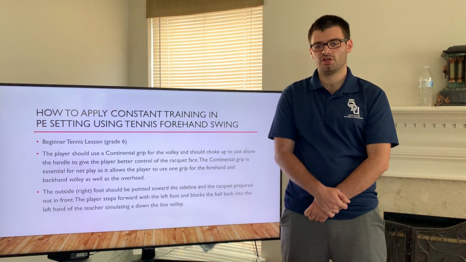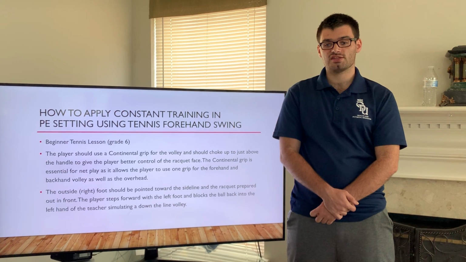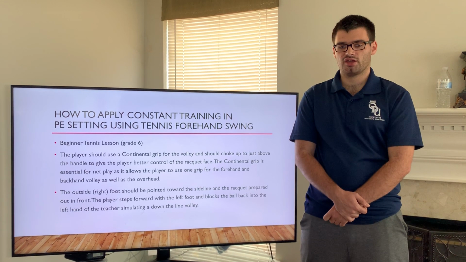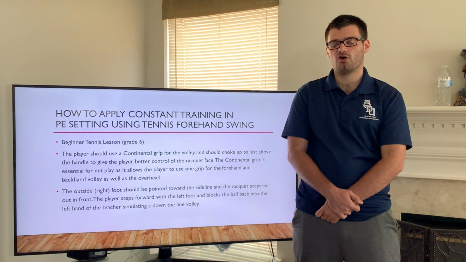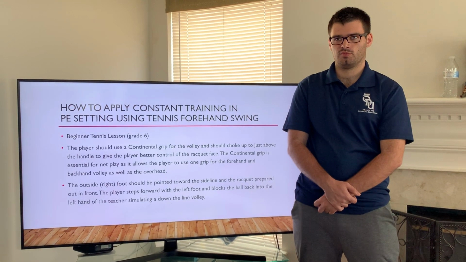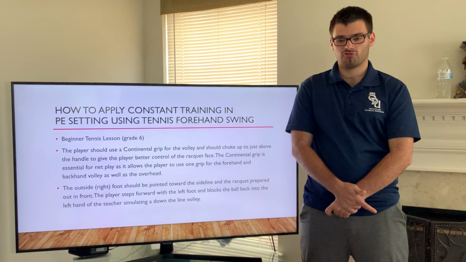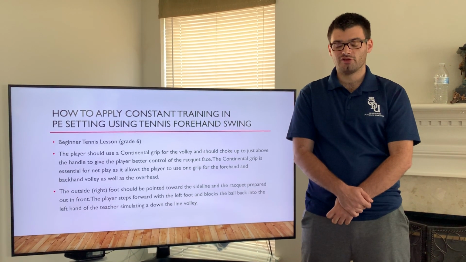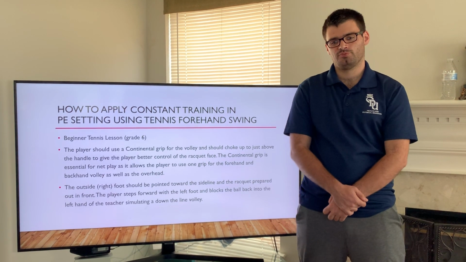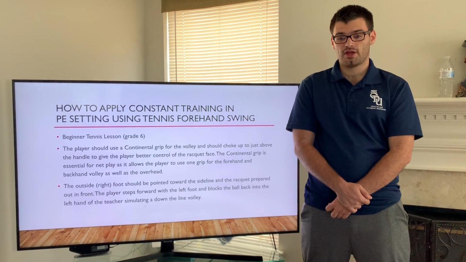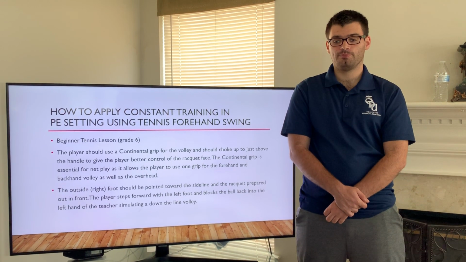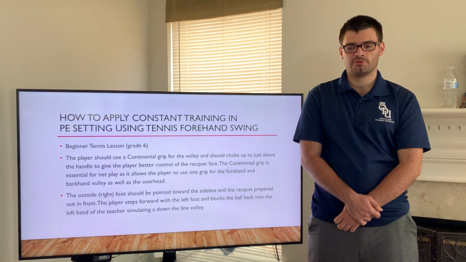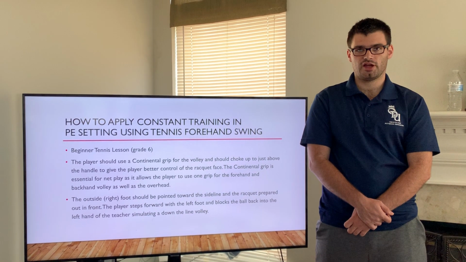The continental grip is essential for net play, as it allows the player to use one grip for the forehand and backhand volley, as well as the overhead. The outside foot, which is right for me, should be pointed toward the sideline and the racket propelled out in front. The player steps forward with the left foot and blocks the ball back into the left hand of the teacher, simulating a down the line volley.